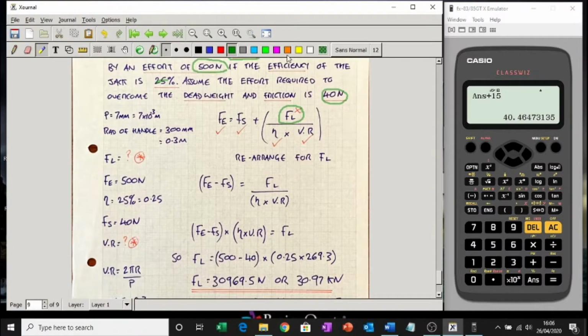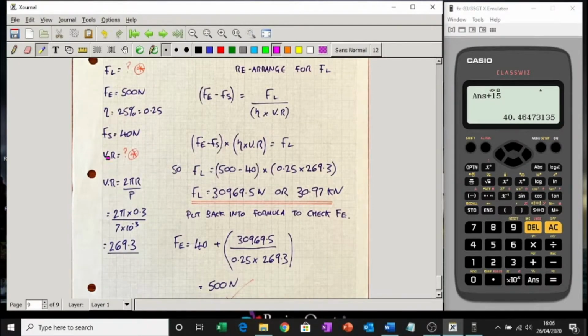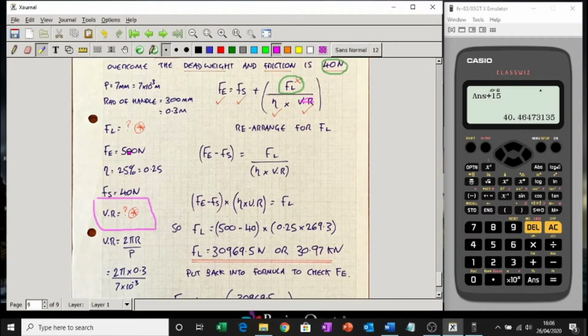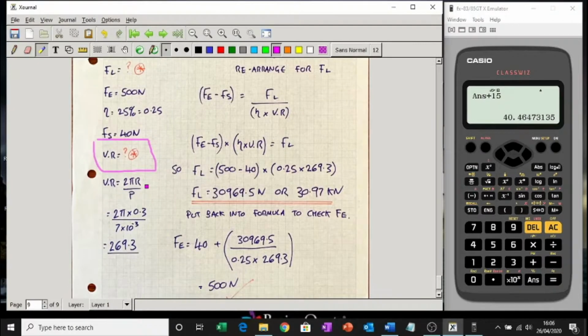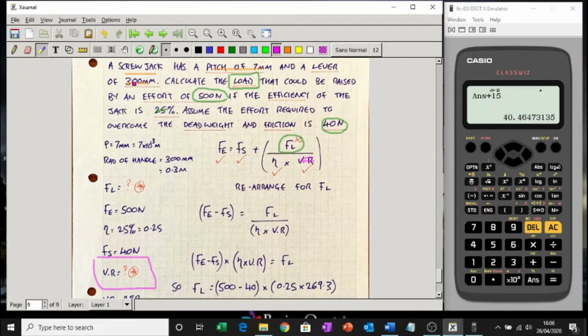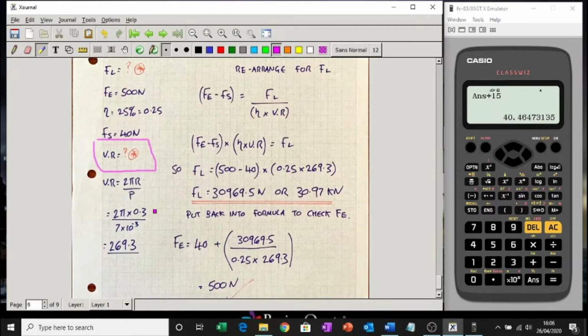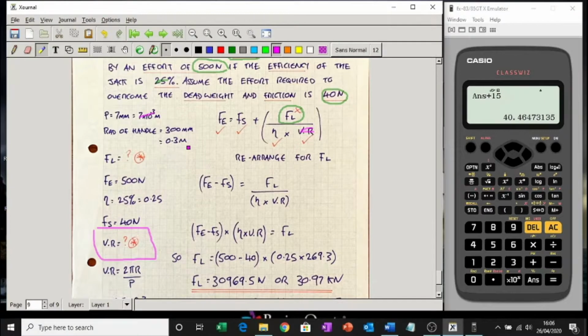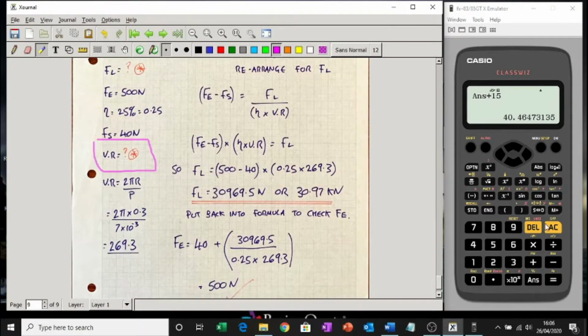First of all, I'll work out VR first, down here, because we don't know what it is really. We know everything else. That's your effort, that's your efficiency, that's your friction. So VR is 2 pi r over p. R will be the radius, which is 300 or 0.3, and the pitch is 7 mil. So 2 times pi times 0.3 all over the pitch. So there's the pitch and there's the handle.